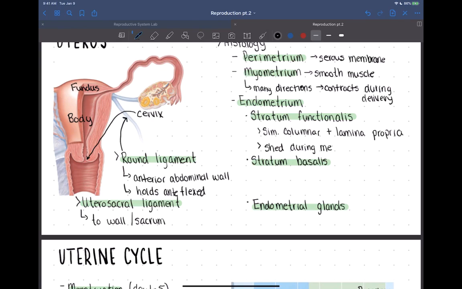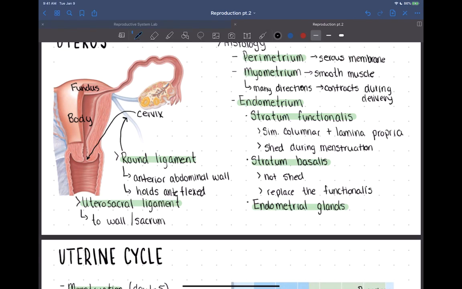So it's very clear during the menstrual phase which layer is functionalis and which one is basalis. Basalis is underneath it, and it remains during menstruation. This is the layer that is not shed, and its function is to replace that functionalis that was shed. So it is going to be undergoing lots of mitosis in order to replace the functionalis after menstruation.